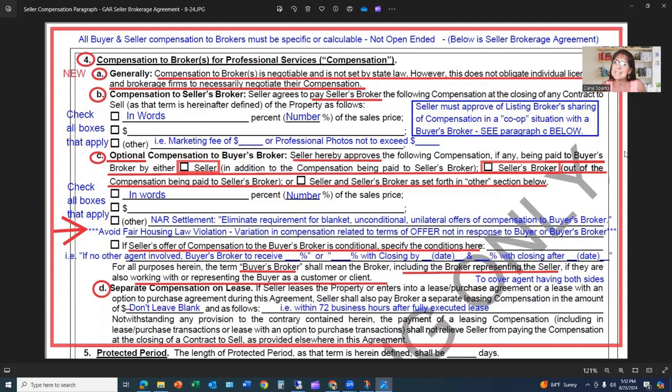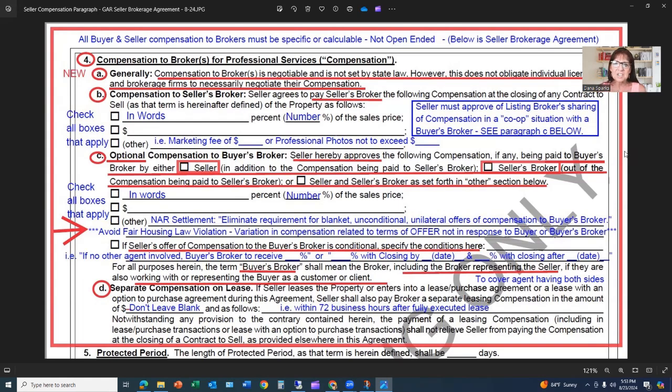What does that mean? That means it cannot be open-ended. For example, you cannot say, and this is illegal anyway, a net listing, where the seller agrees to compensation this way: I will pay X amount of compensation, and whatever you can get over that is good for you. That is open-ended and not calculable and not allowed. That's never been allowed, actually.